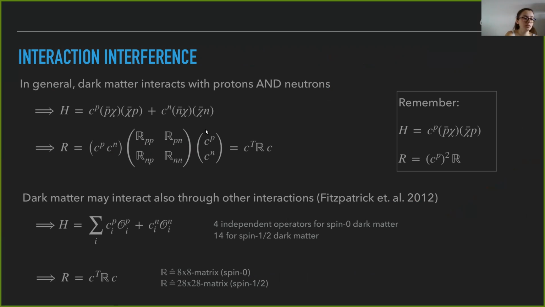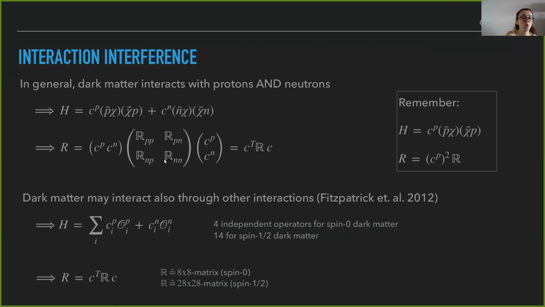What does this mean for the limits on the coupling strength? Remember that in the simple case on the slide before, we found this expression. And since we now have protons and neutrons involved, this expression must be adapted. So instead of only CP, we have CP and CN. So for the coupling strength, we get a vector instead of a scalar. And accordingly, the R matrix is also not a scalar anymore, but a 2x2 matrix in this case.